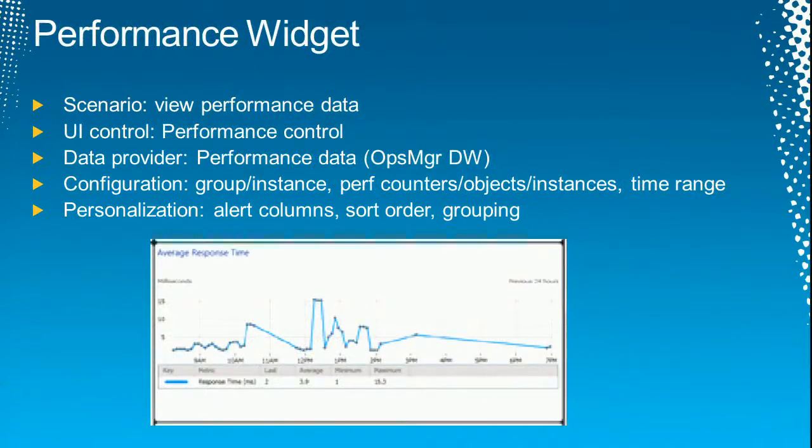We have a performance widget, and this is using a performance control user interface control, and it's using the performance data provider. Now, one thing to note with this one, it's actually pulling this data from the data warehouse. So we'll actually build it over time. Yep, so you will get all the data we need over time. Again, we'll have the configuration options that we'd expect for performance, and again, you'll be able to personalize it based on your own requirements.